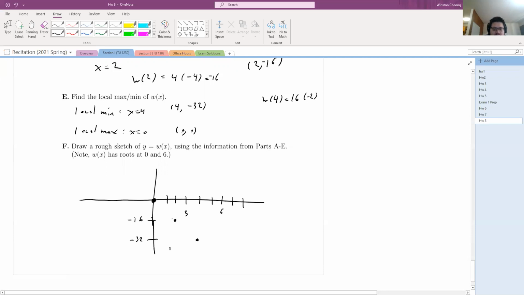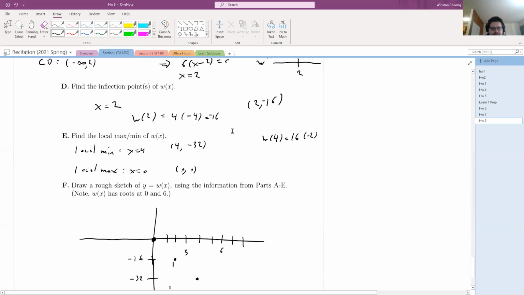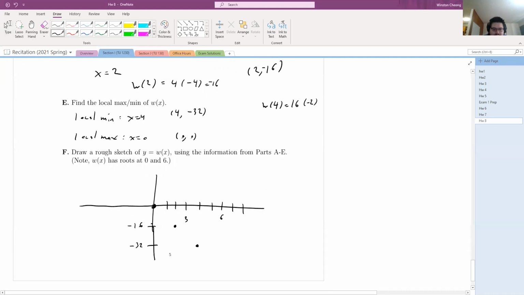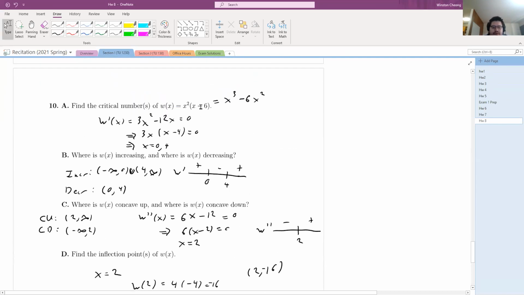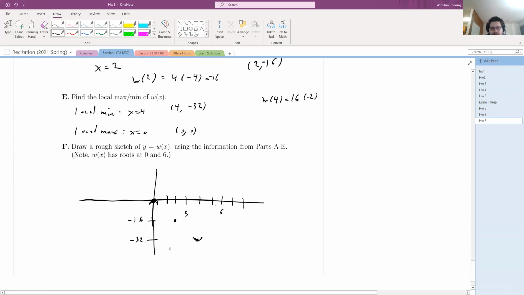Now this is a point of inflection, right? Yes. 0, 0 is a local max. So we kind of know the way that this curves around. Being a local max, it's got a curve like that. And 4, -32 being a local min means it's got a curve like that. By looking at the function here, we can see that it has roots at 0 and at 6. So we know it's going to have a point here as well.